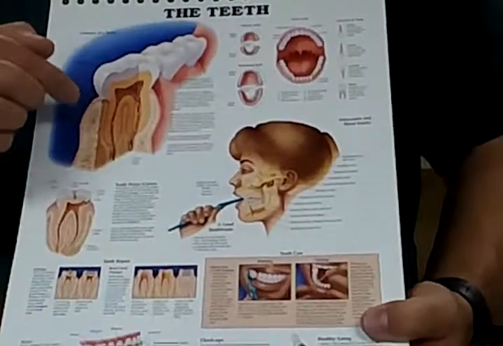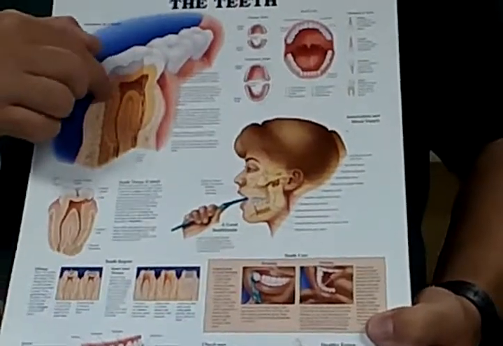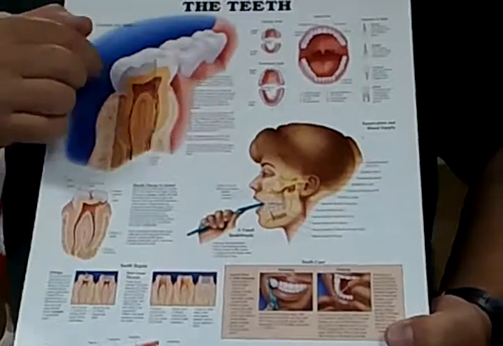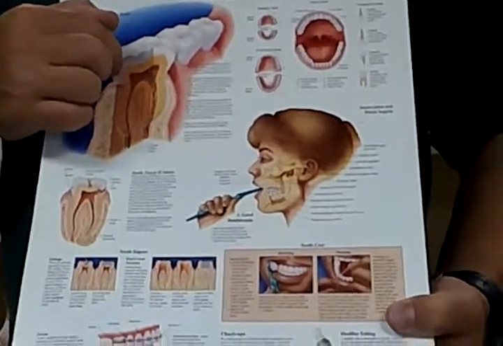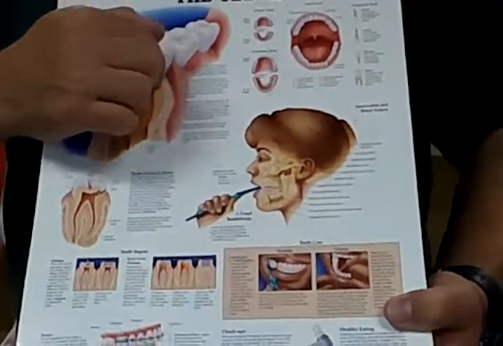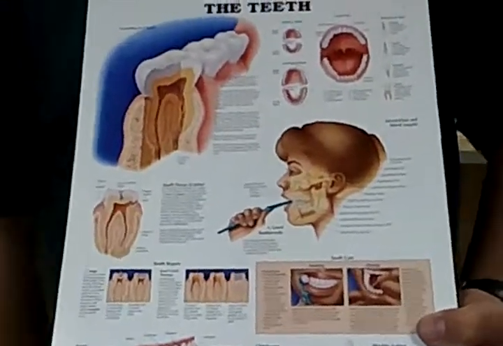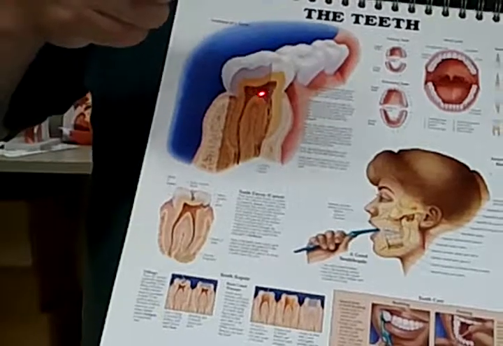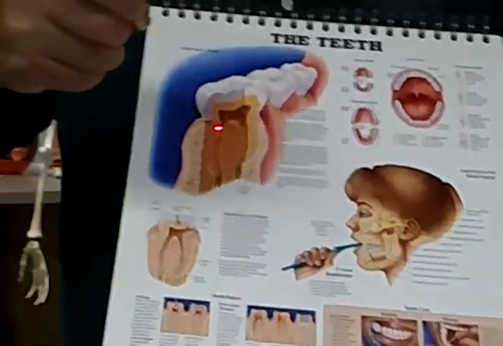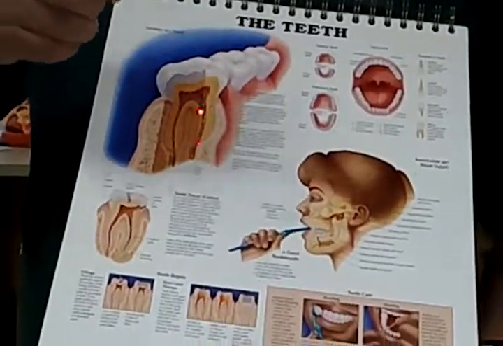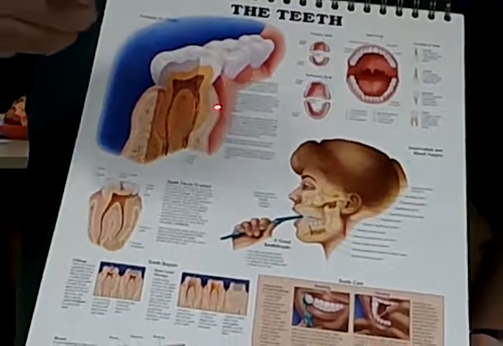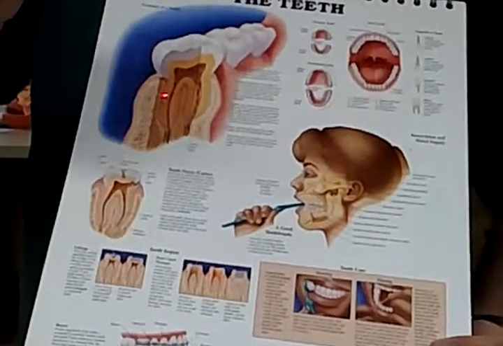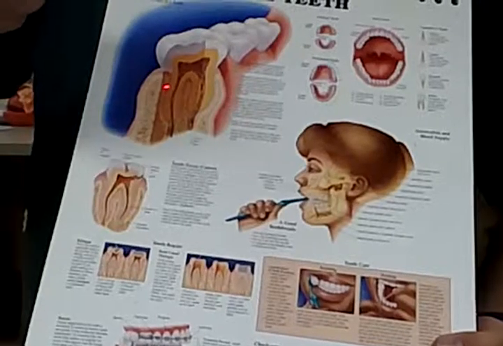But above the gum line is the crown. Enamel is the hard white part. The yellow stuff is dentin. At the top is the pulp chamber, and going through the root is the root canal. So everything below the gum is the root of the tooth. Okay, the stuff that holds it together is the cementum. Okay, that's all you really need to know on the tooth.